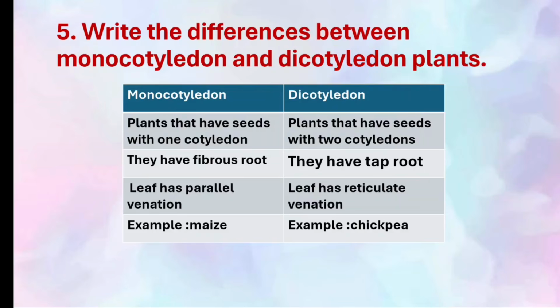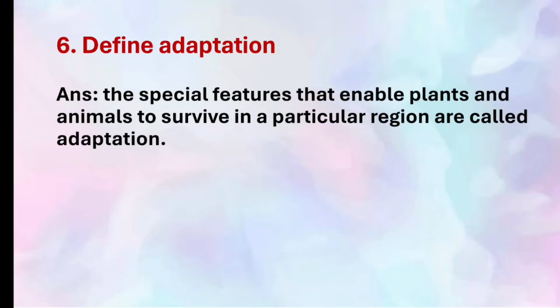Monocotyledon leaves have parallel venation. Dicotyledon leaf has reticulate venation. Monocotyledon example maize. Dicotyledon example chickpea. Sixth question. Define adaptation. Answer. The special features that enable plants and animals to survive in a particular region are called adaptation.